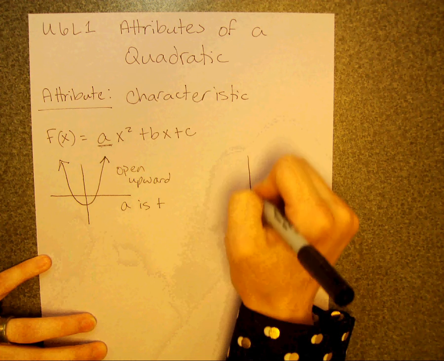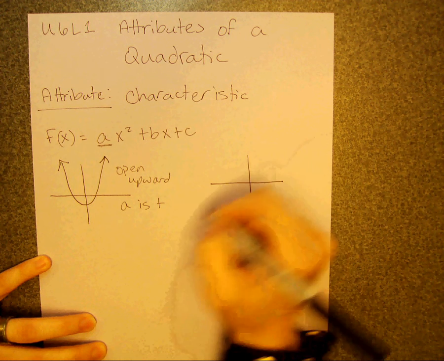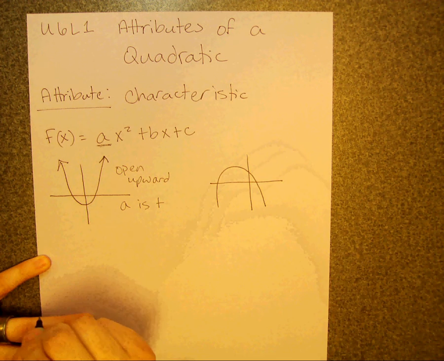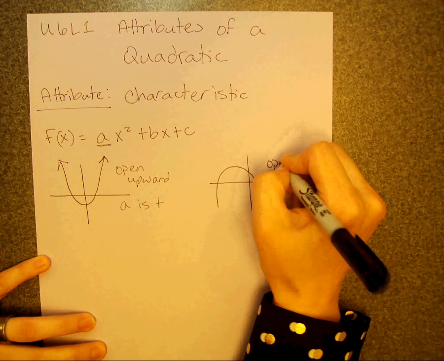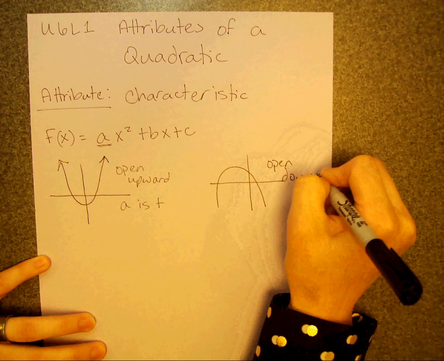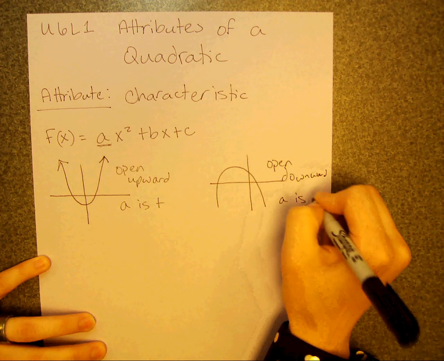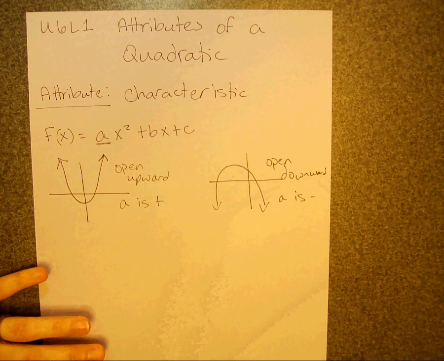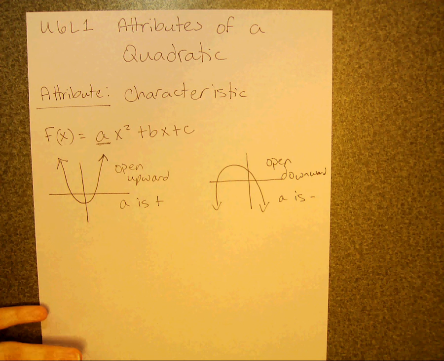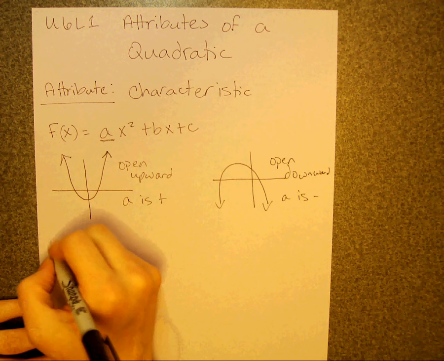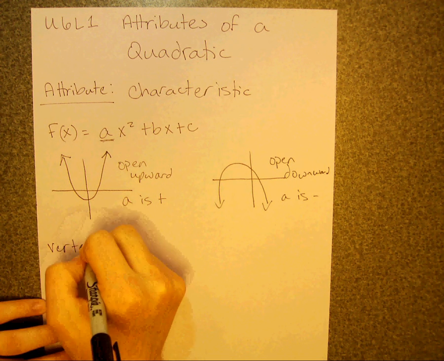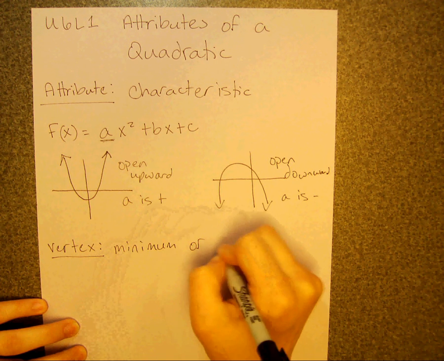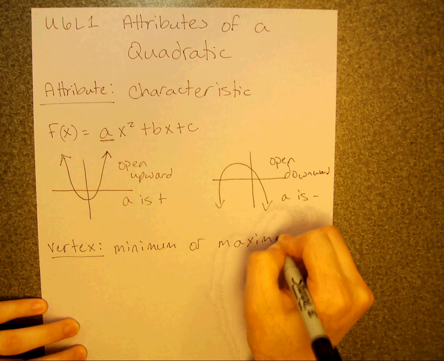If a is negative, so if my leading coefficient is negative, we have a reflection over the x-axis, and we say this is open downward. So if a is negative, then we get a parabola that flips the opposite direction, and it's open downward. Now, a key point on a parabola is what we call the vertex. The vertex can either be a minimum or a maximum of the quadratic.